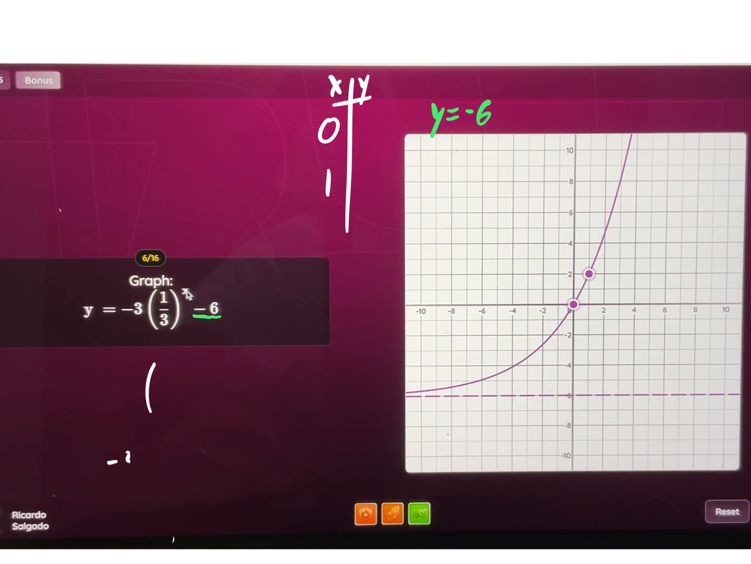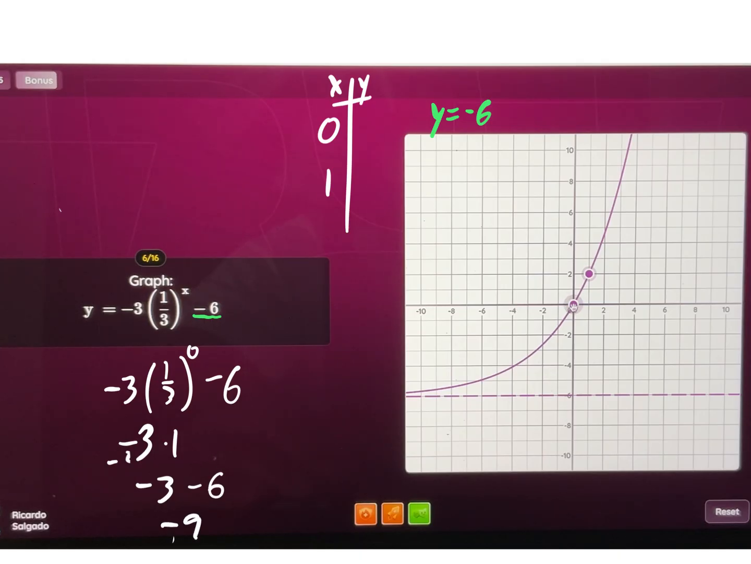Now go ahead and plug in a 0 right there. Anything to the 0 power is 1. 1 times that a value of -3 is -3. -3 minus 6 is -9. So when you plug in a 0, you get out a -9. So take this first one that was at 0, 0, move it all the way down to -9.